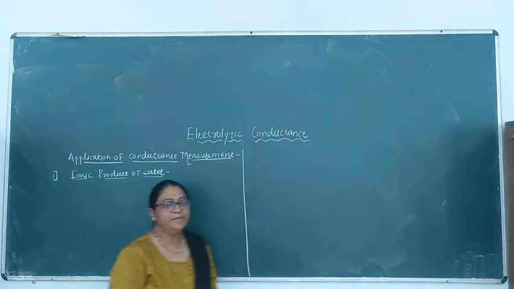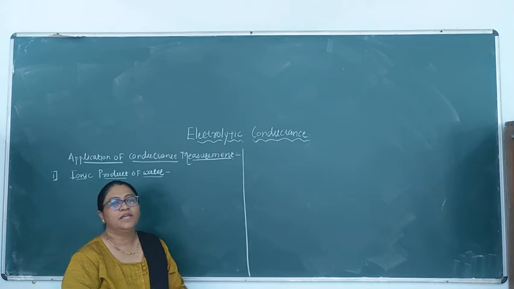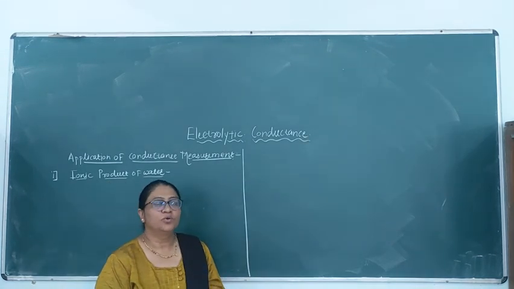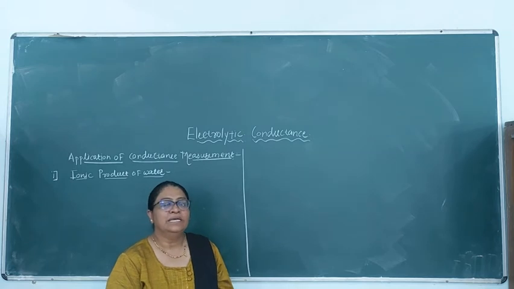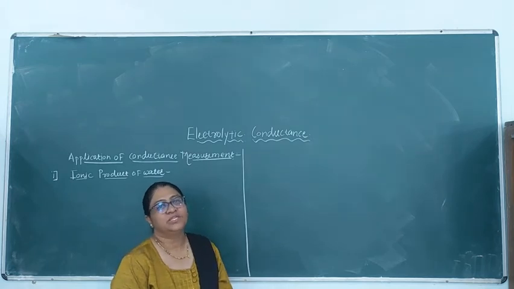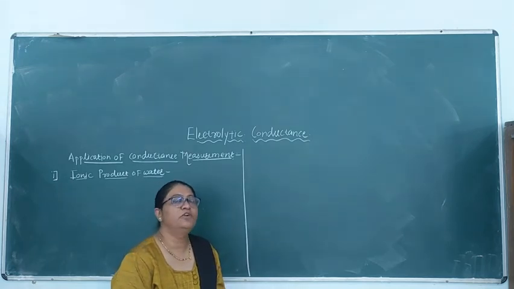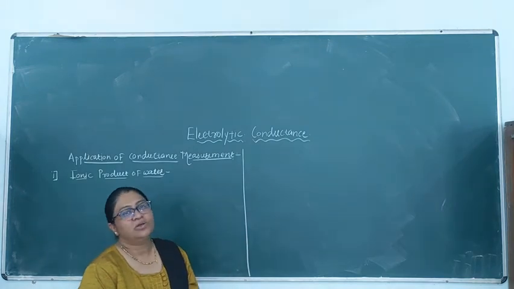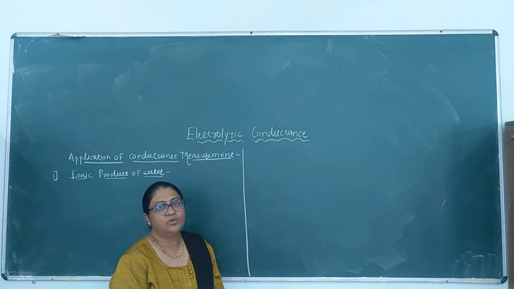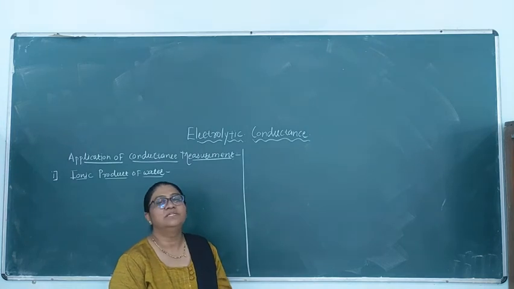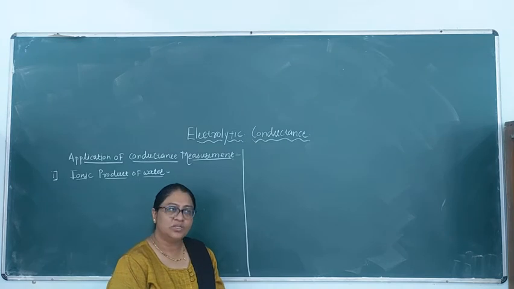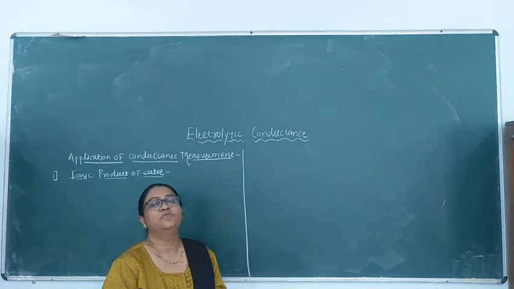Good morning everybody. We are with the electrolytic conductance, and last time we had seen the Kohlrausch law of independent migration, and then we had seen the different problems depending on the Kohlrausch law. We also saw the degree of dissociation or degree of ionization, how it is related with the conductivity measurements. We had seen the definition for alpha.